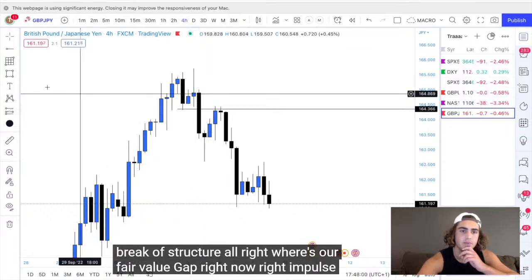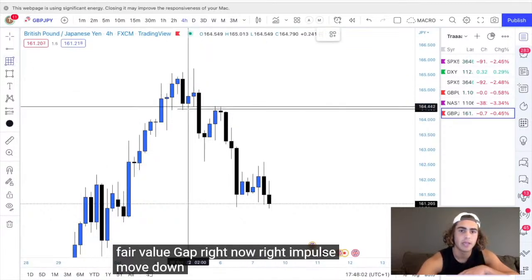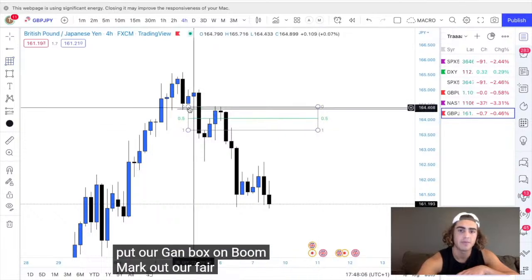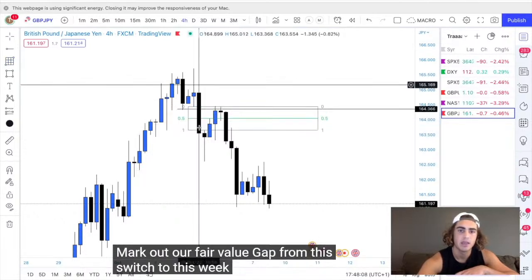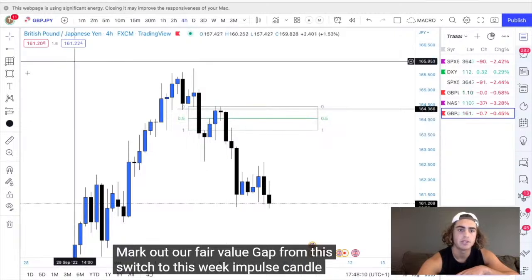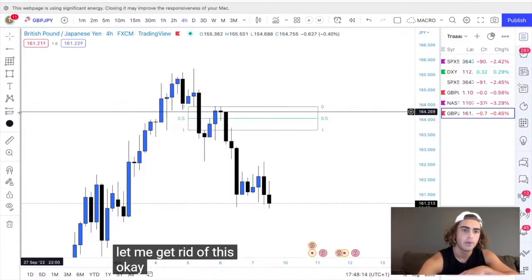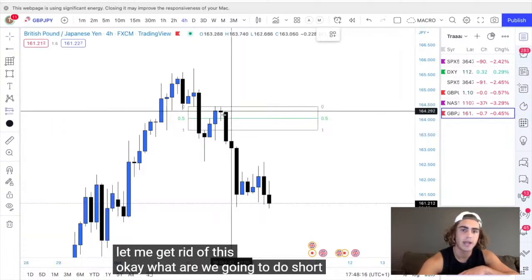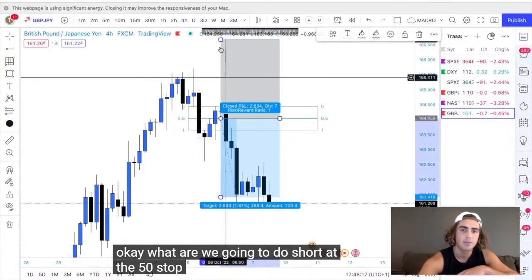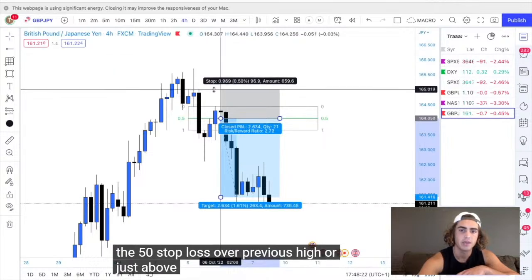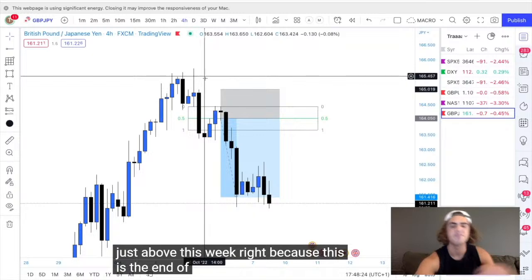Right? Impulse move down. Put our Gann box on. Boom. Mark out our fair value gap from this wick to this wick. Impulse candle. What does it do? Let me get rid of this. Okay. What are we going to do? Short at the 50%. Stop loss over previous high or just above this wick, right? Because this is the end of the fair value gap.